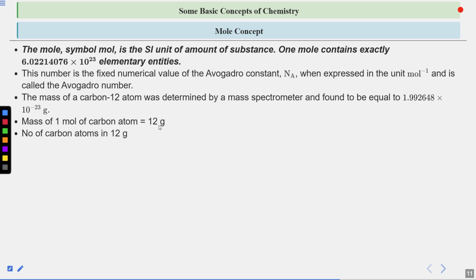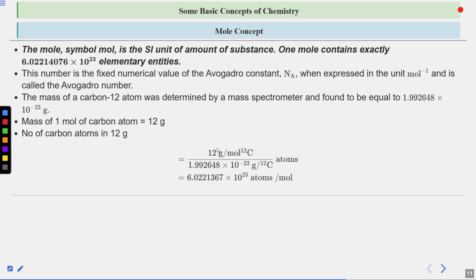So it's very simple. Basically we are trying to calculate the number of carbon atoms in 12 gram or 1 mole. So that will be 12 gram per mole divided by 1.992648 into 10 to the power minus 23 gram per carbon 12 atom. Now, how have we done this? Let's see. So we know that 1 mole of carbon has a mass of 12 gram, and one atom has a mass of 1.992648 into 10 to the power minus 23 gram.